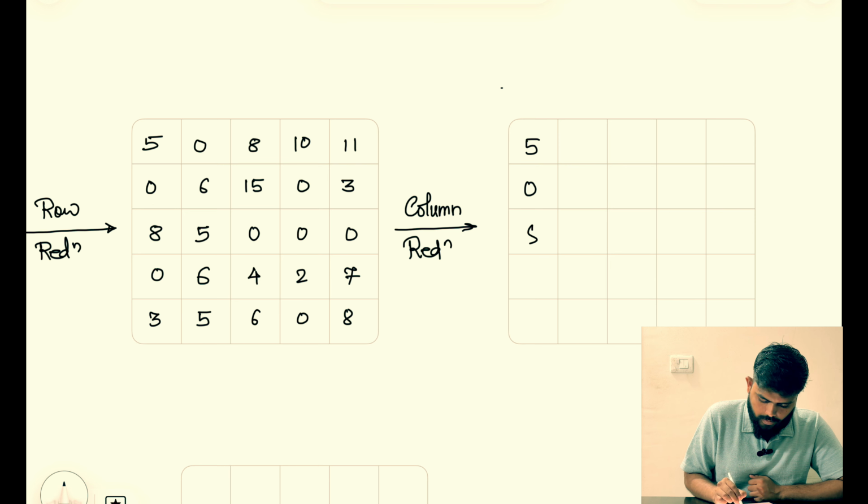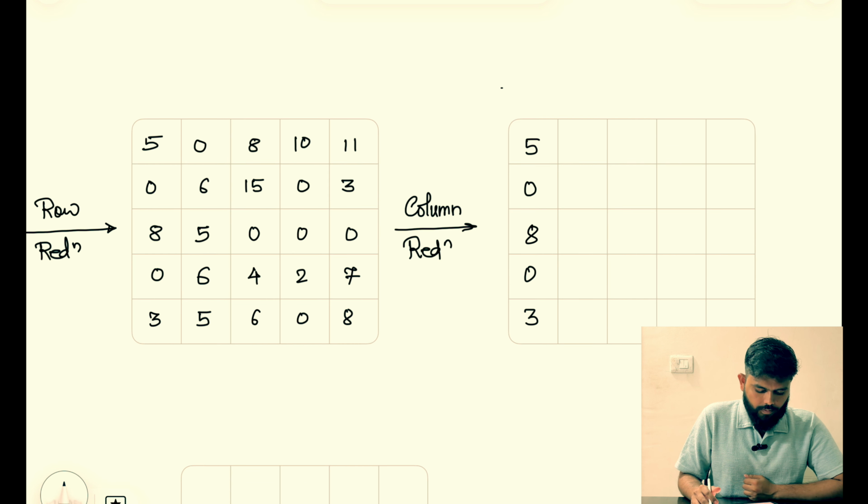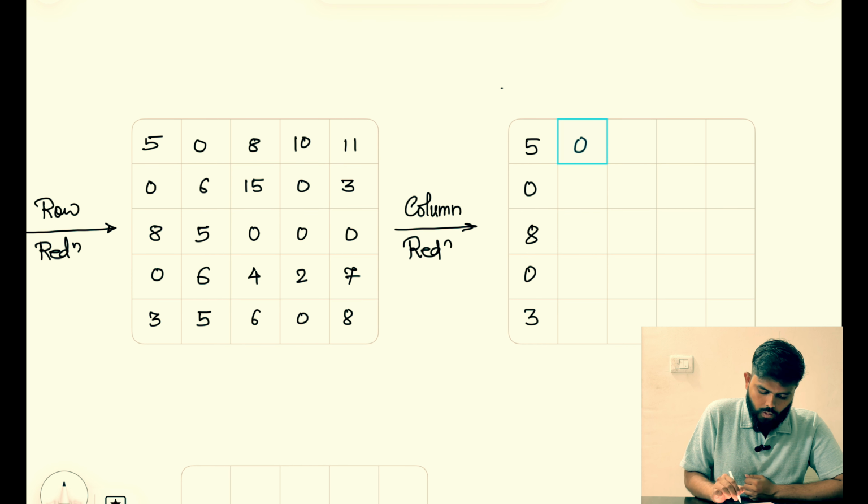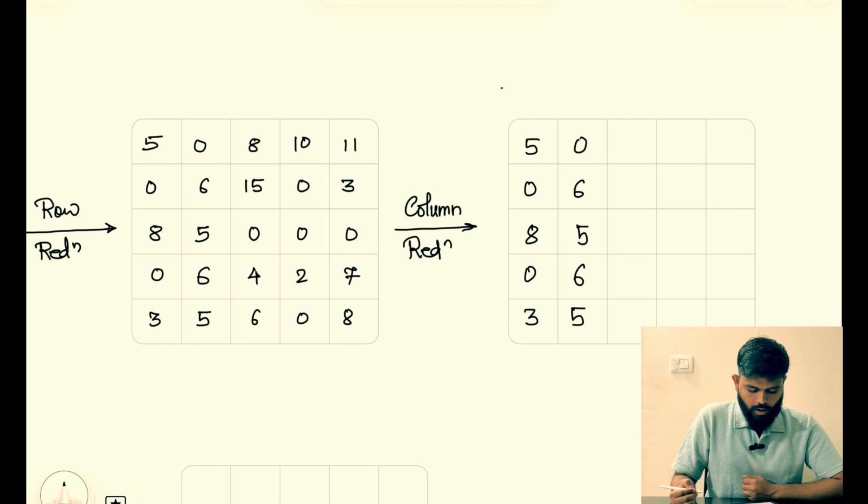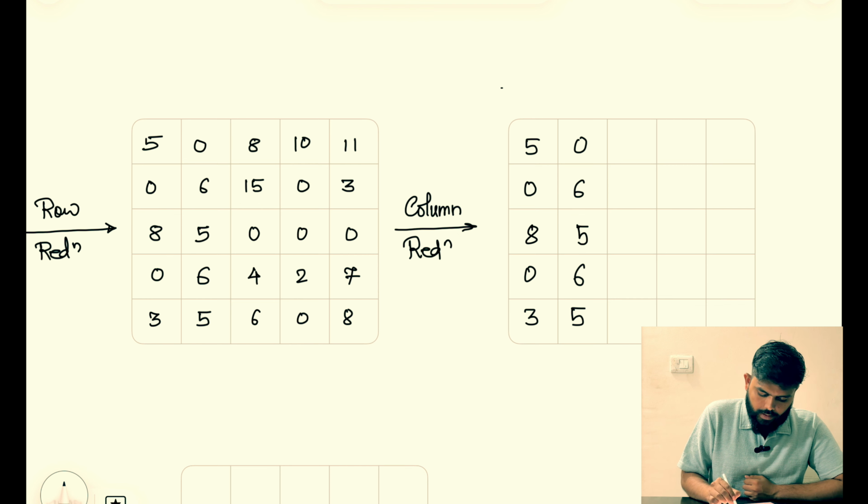So 5 minus 0 is 5, 0 minus 0 is 0, 8, 0, 3. Now again in the next column we have 0 as the minimum value. So 0 minus 0 is 0, 6 minus 0 is 6, 5, 6, 5. In the third column the minimum value is 0. So we will subtract the 0 from all other cell values from that particular column. We will get the values as 8, 15, 0, 4, 6.